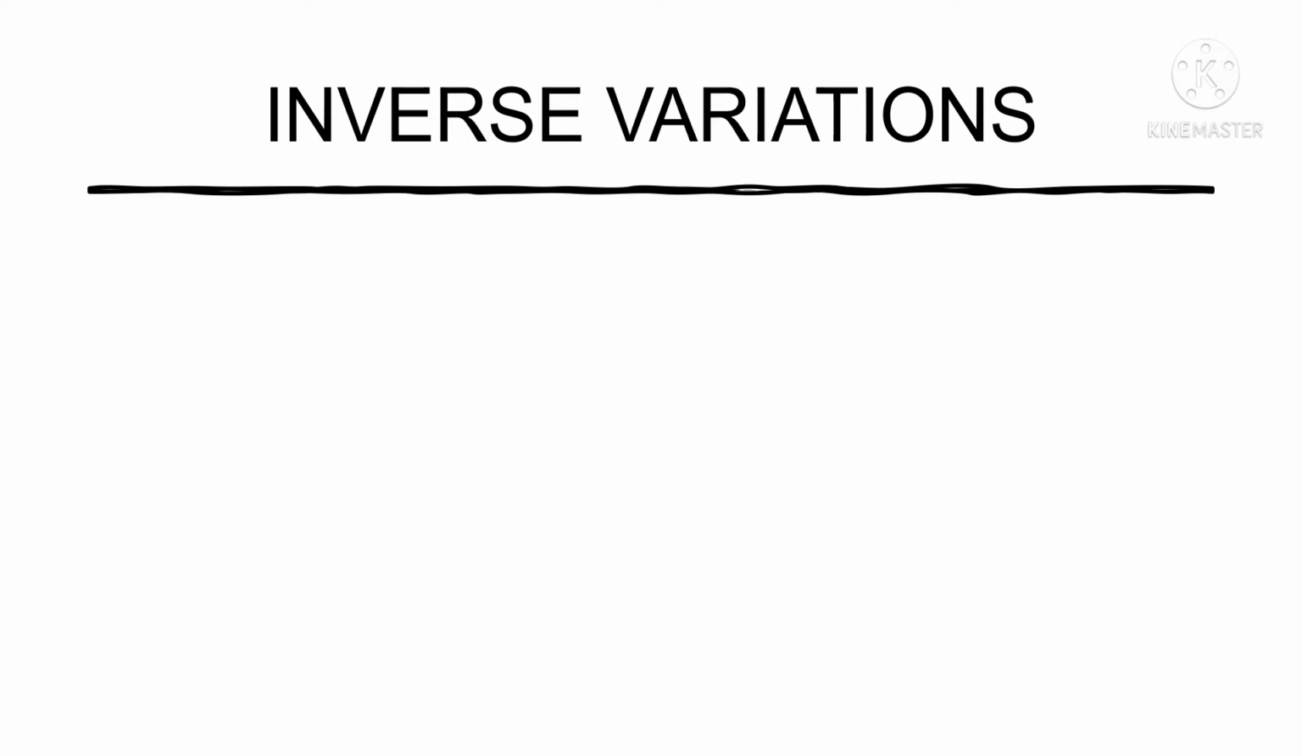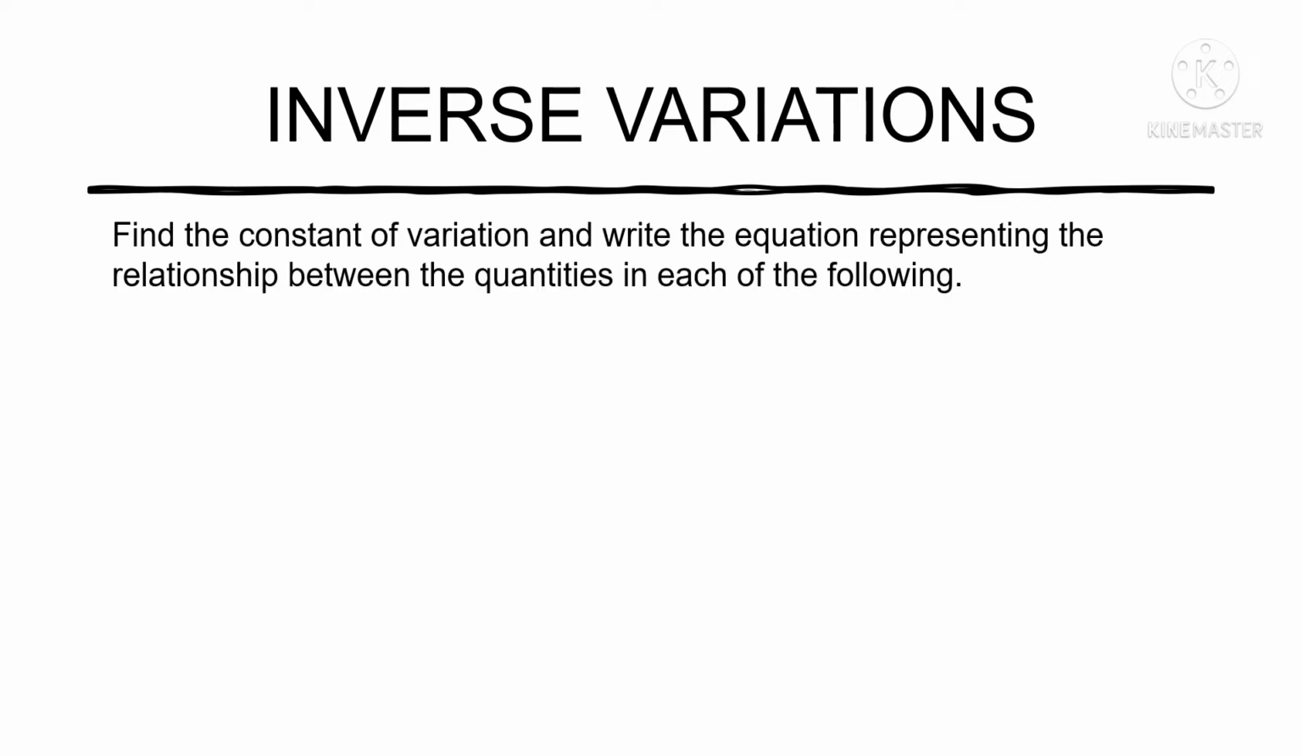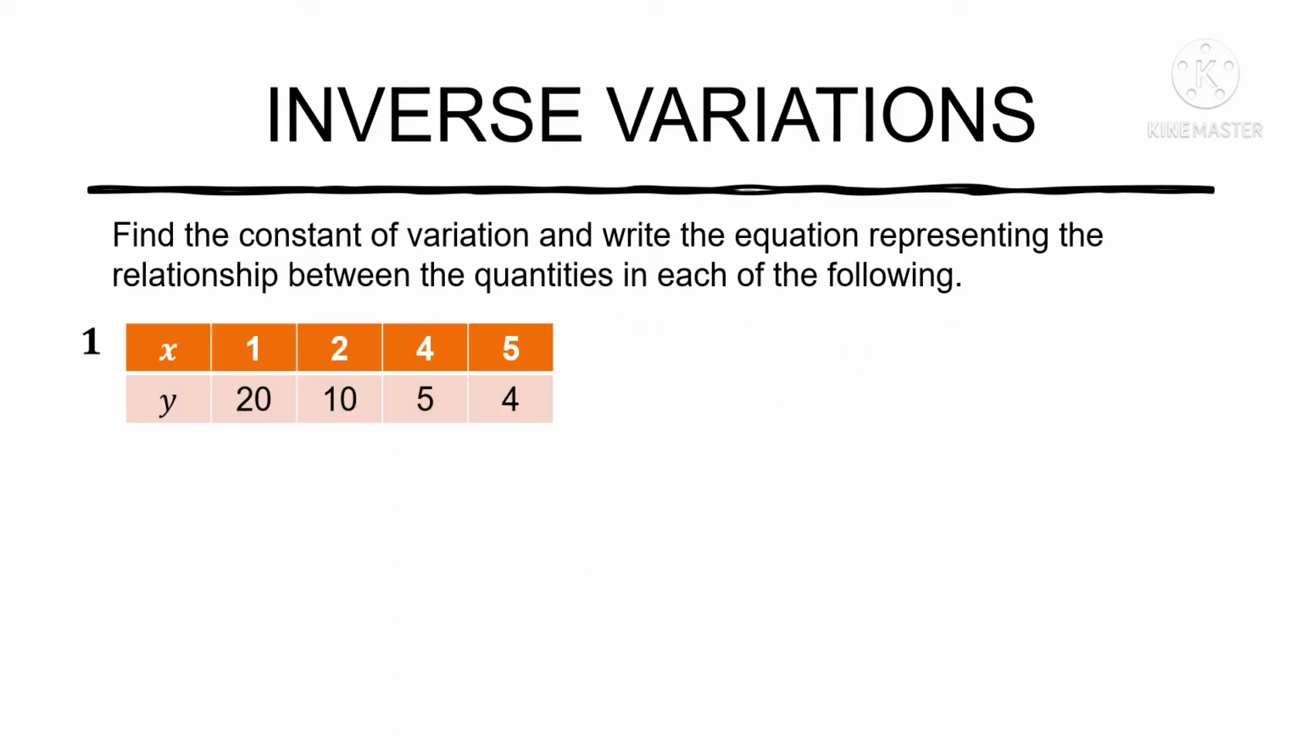Okay, let us have another exercise about inverse variation. Find the constant of variation and write the equation representing the relationship between the quantities in each of the following. So for example, number one, we have the table for x and y. This is an example of an inverse variation simply because as the value of x increases, the value of y decreases. But that's not enough.